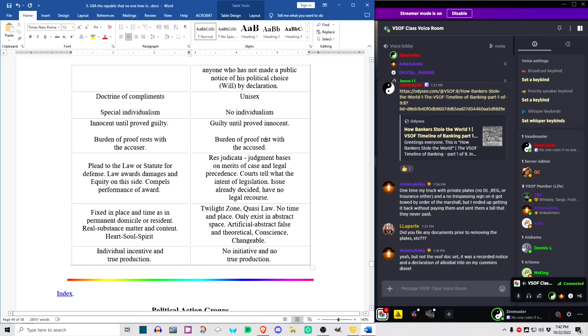And the burden of proof rests with the accused. The burden over here, under the common law, always rests with the accuser. And you see this all the time, specifically with how they do arraignment. So you'll come in for arraignment, say a traffic ticket, and the judge will say, this charge and that charge and this charge and that charge. Do you understand the charges against you? Well, most people say, yeah.